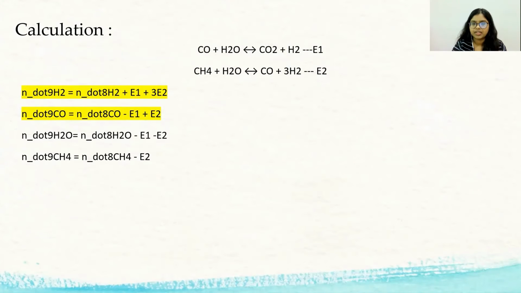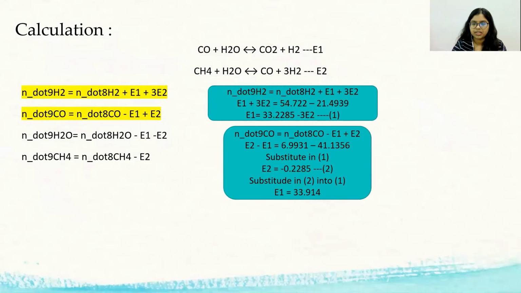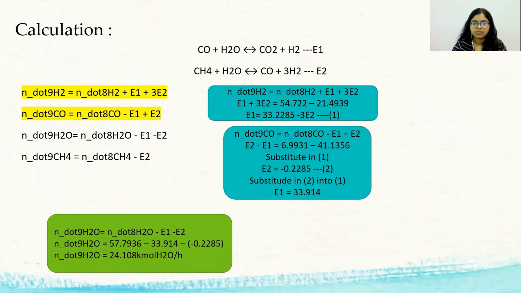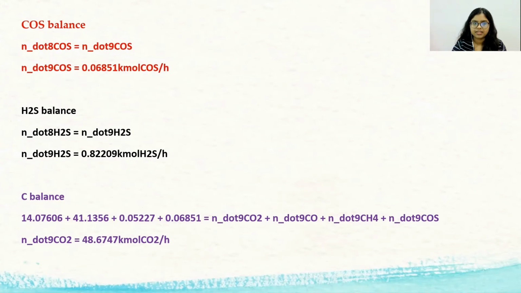Since we have 2 reactions, we can label the first one as epsilon 1 and the second one as epsilon 2. We have our 2 known values here at the outlet stream. We can find epsilon 1 and epsilon 2 just by substituting both together. So here we have equation 1, equation 2, and then we get our 2 values. And then by substituting the values into the other 2 equations, we can find our outlet stream for H2O and also CH4. Moving on to COS balance, we can just equate the inlet and the outlet together, and then we can find our outlet stream for COS. Same goes for H2S balance, and then using C balance, we can find our carbon dioxide at the outlet stream. Thank you.